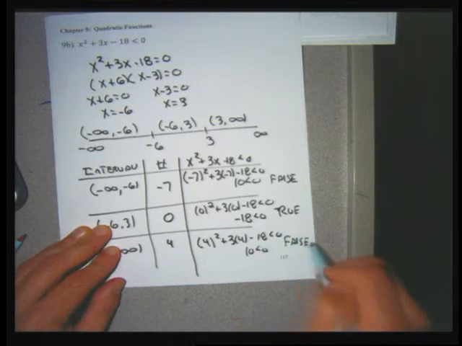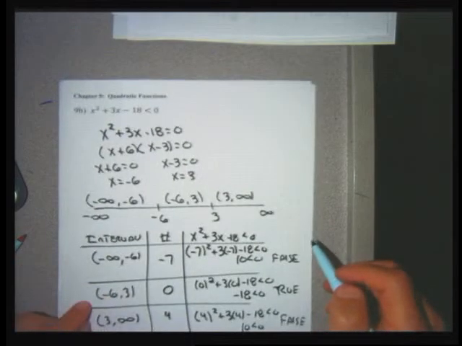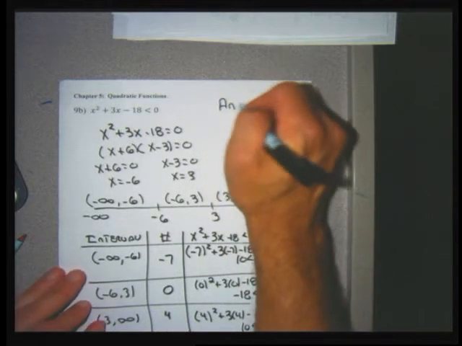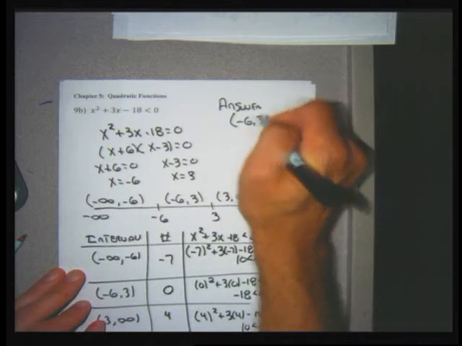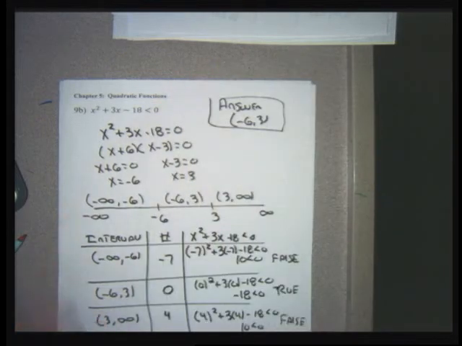So my answer for part B of number 9 is the middle interval. Round brackets only because you don't have the or equal to. The answer is going to be the interval from -6 to +3. Last problem.